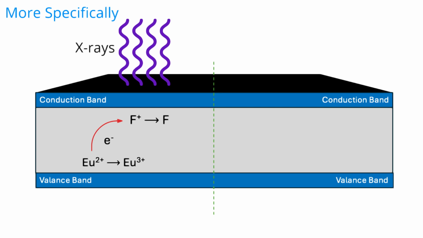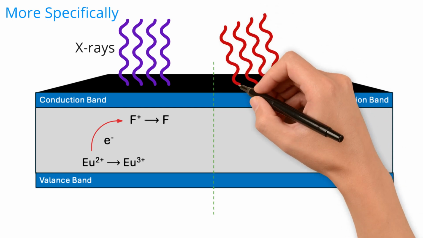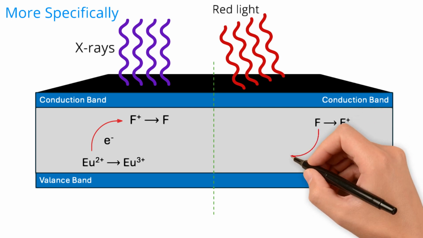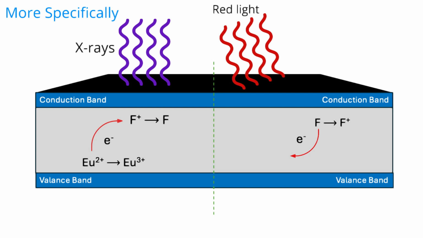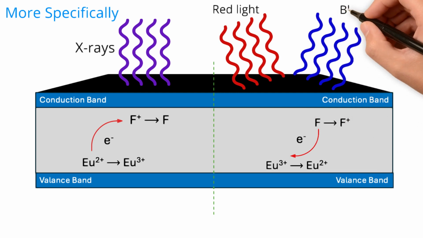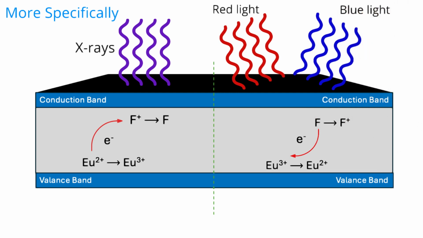In order to process the image, energy is provided to electrons in the conduction band. This is in the form of red light photons at 700 nanometers. The original process is reversed as fluorine atoms lose an electron to form fluoride+ ions, and europium-3+ ions gain an electron to form europium-2+ ions. Energy is released when the electron drops back down to the valence band. This energy is in the form of photons in the blue visible light spectrum, from 400 to 450 nanometers.